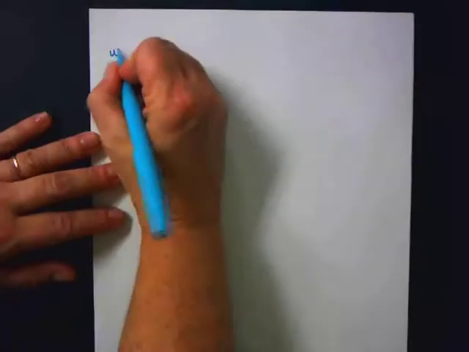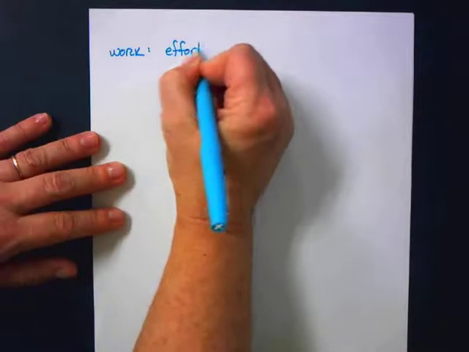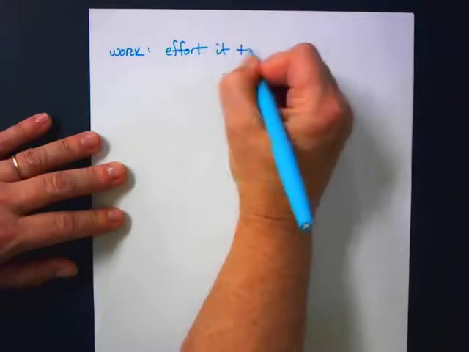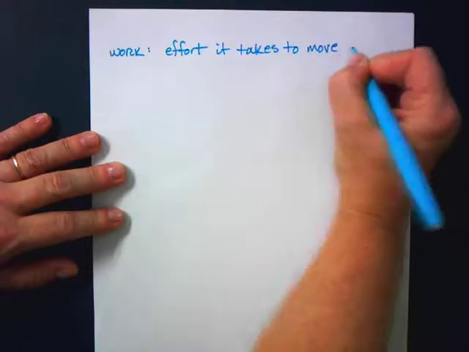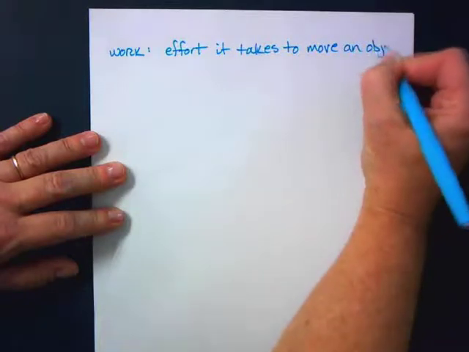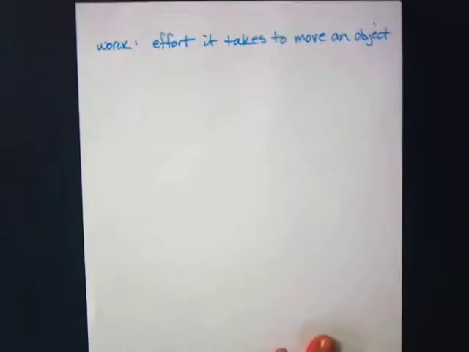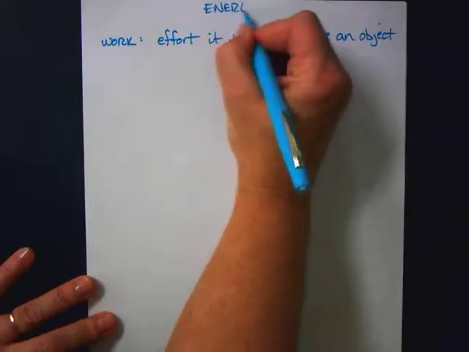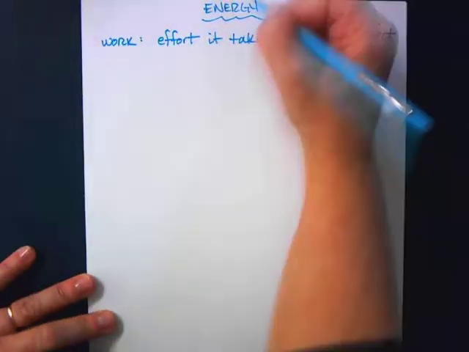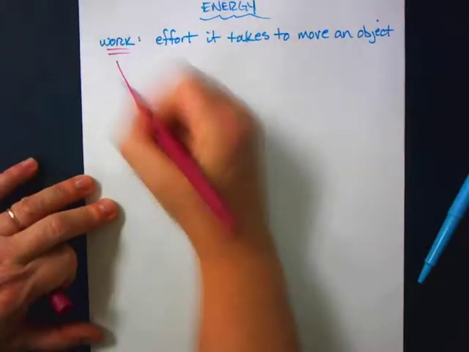So what we are defining as the most basic form of energy is work. And work is defined as the effort that it takes to move an object. Did somebody over here say that? So now we can turn that sentence into an equation. This is the most basic form of energy. Work is another word for energy.